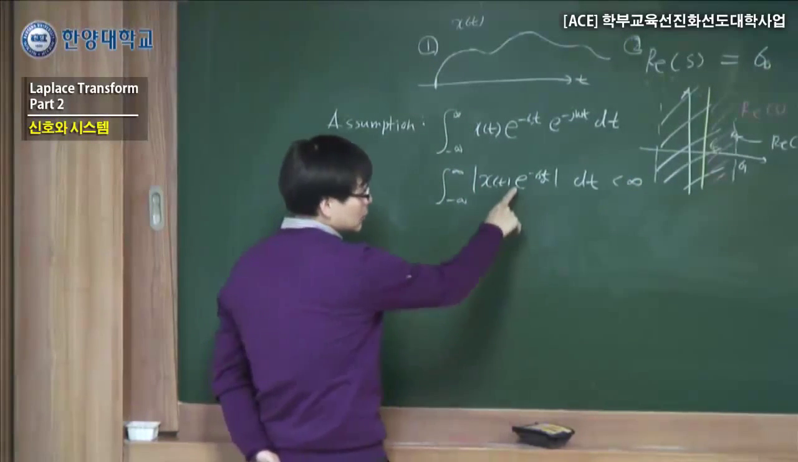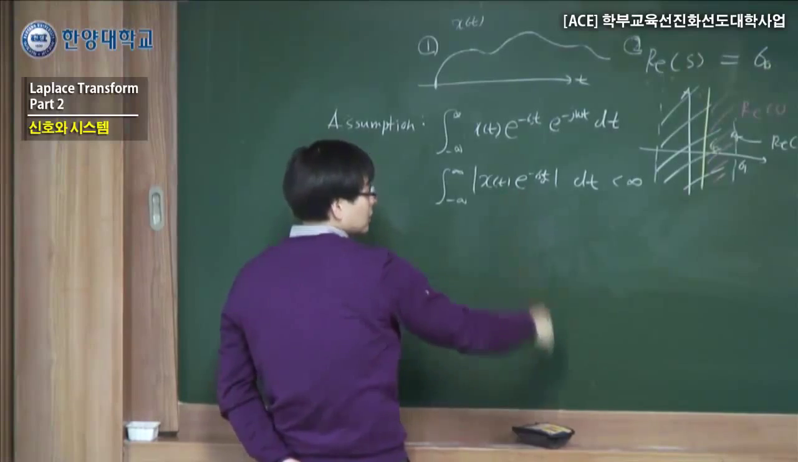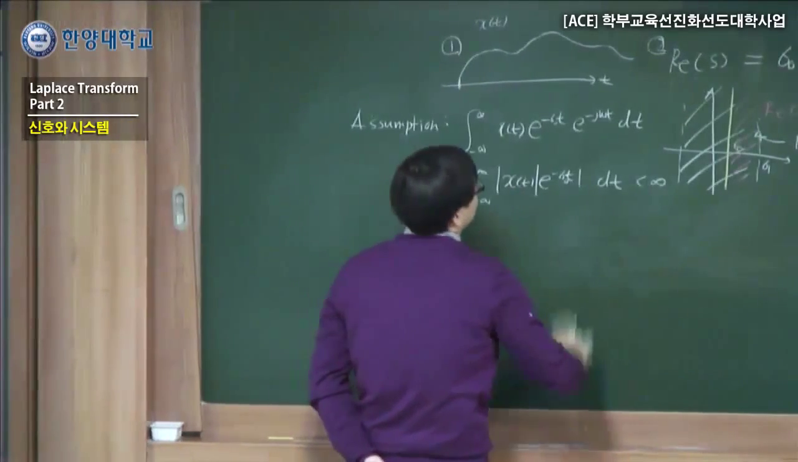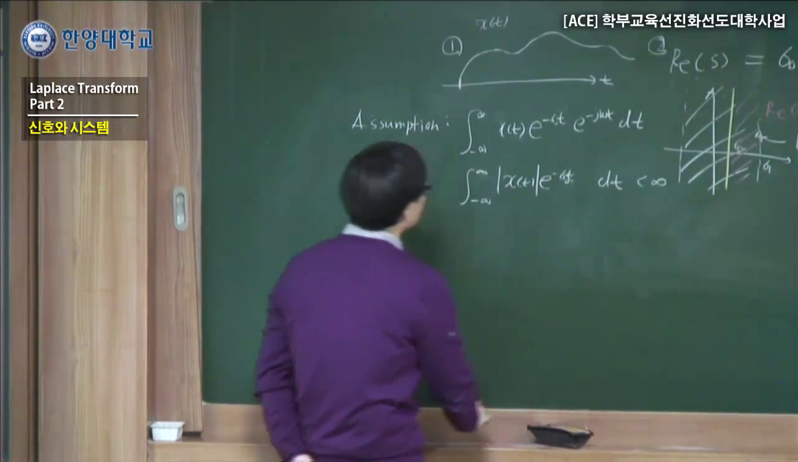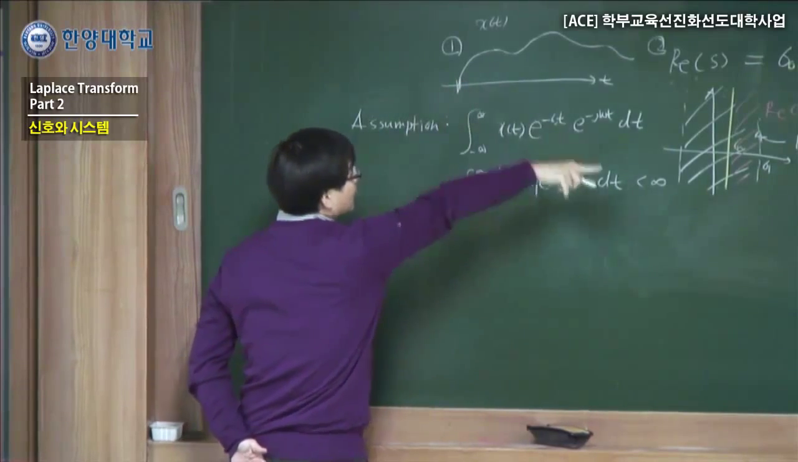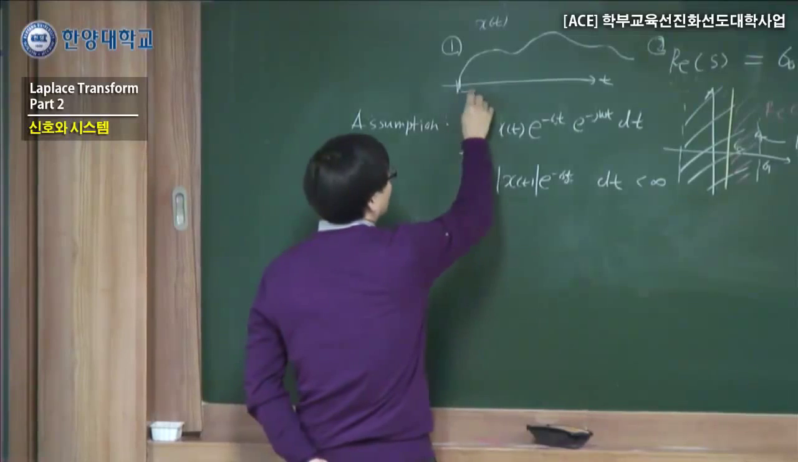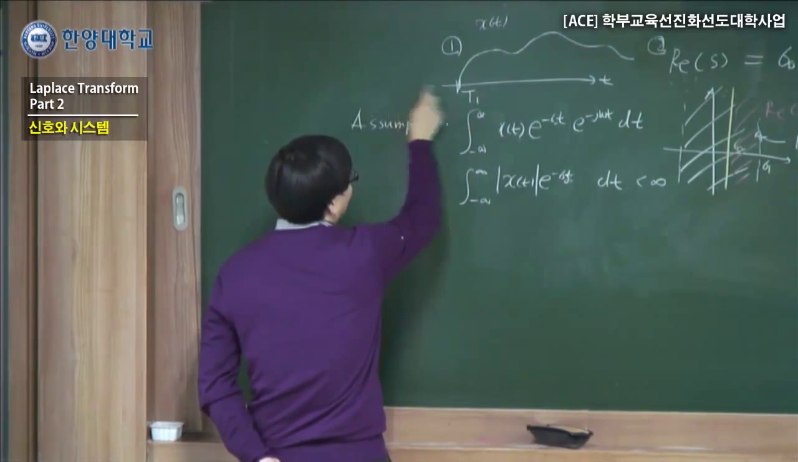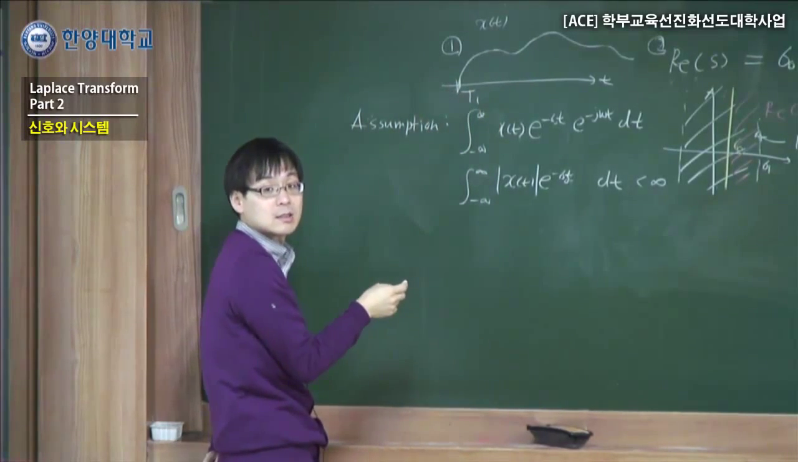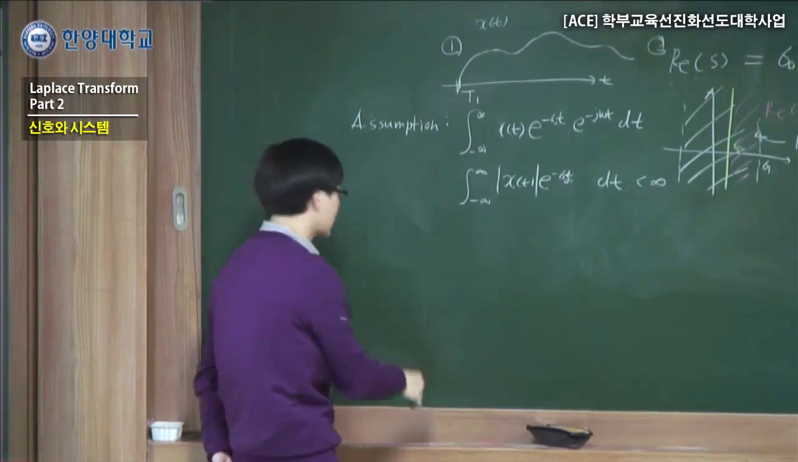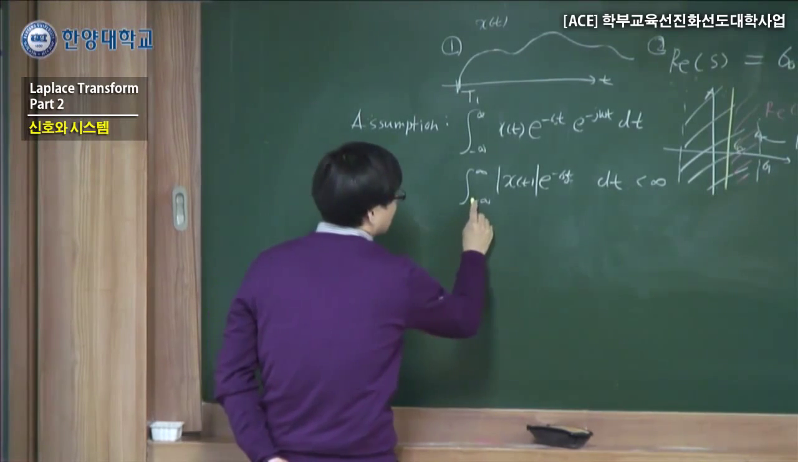And then this one is positive, right? Delta is positive, so you can take them out. And then this is right-handed. So from 0 to t1, say t1 is over here, minus infinity to t1 is 0. We don't have to worry about it. So you can change this minus infinity to t1.